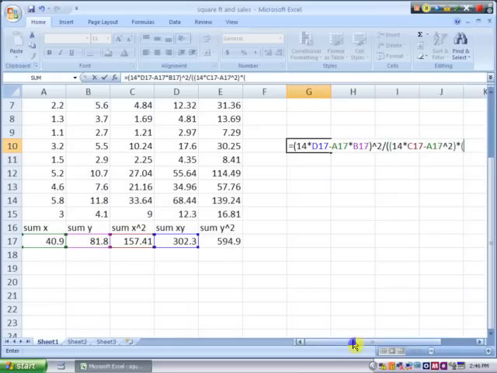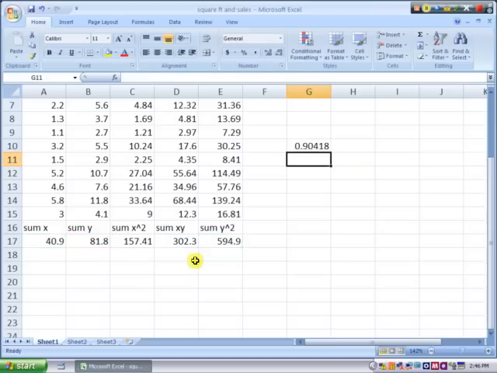Gonna have to move this over a little, I guess. Well, maybe not. Let's see. So n, 14, times the sum of the y squareds, that's this, minus the sum of the y's, that's this, squared. Now close your parenthesis for that product, and then make a second close parenthesis for the whole thing.